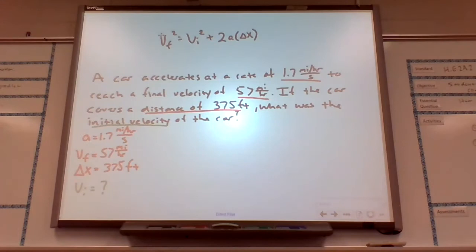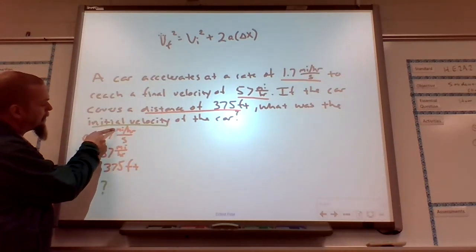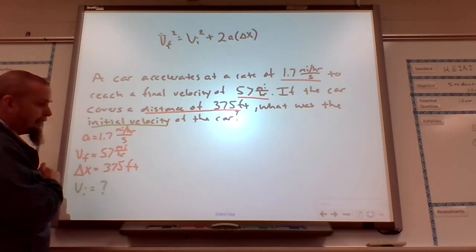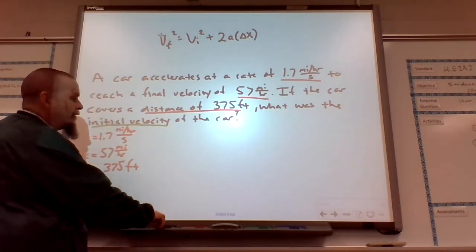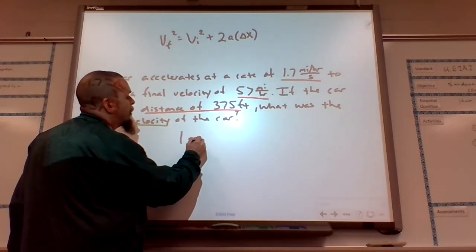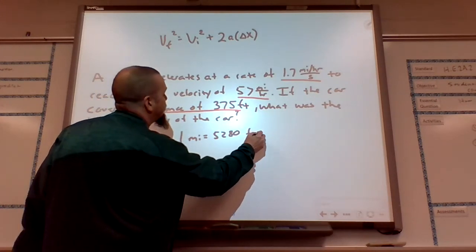Now let's look at the units. Got a couple of problems. Miles, miles, feet. That's no good. Everything has to be the same. So I'm going to have to convert these feet into miles. 1 mile equals 5,280 feet.